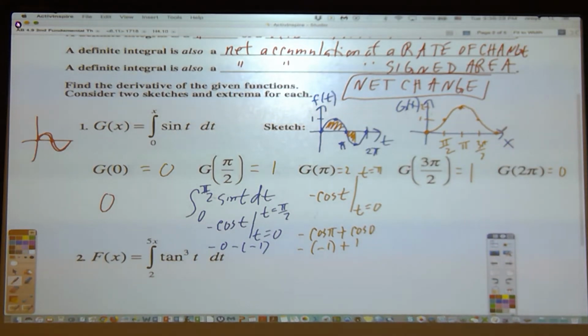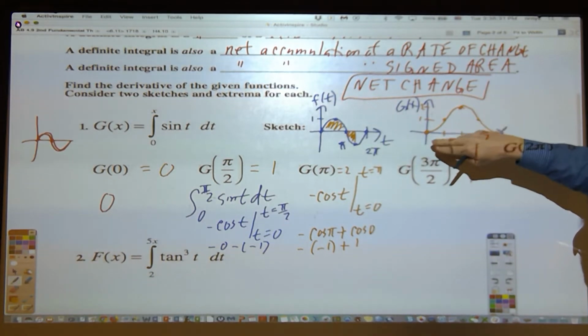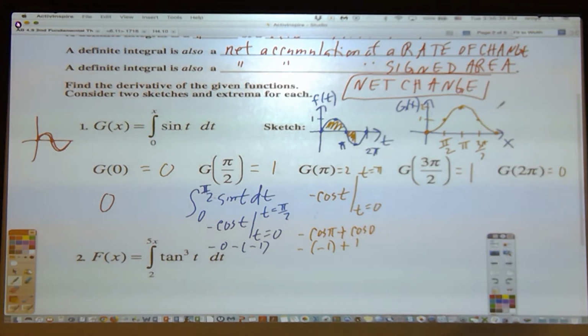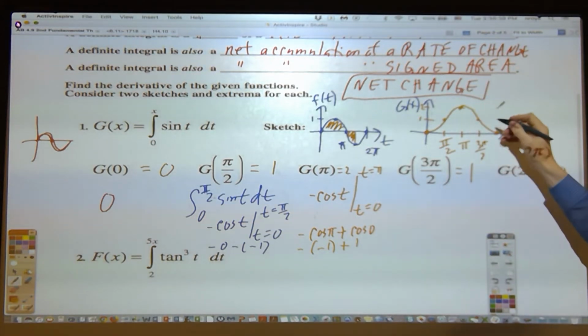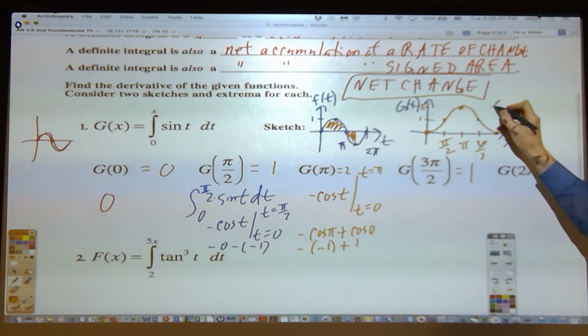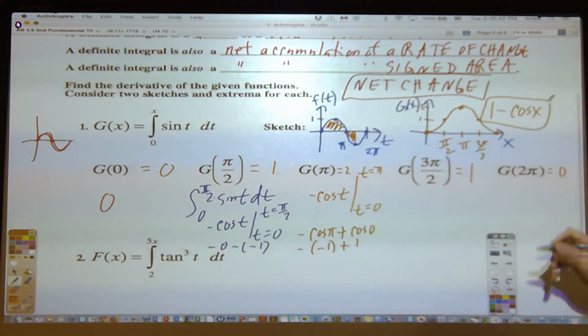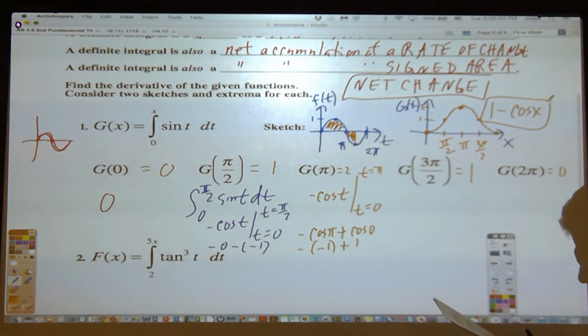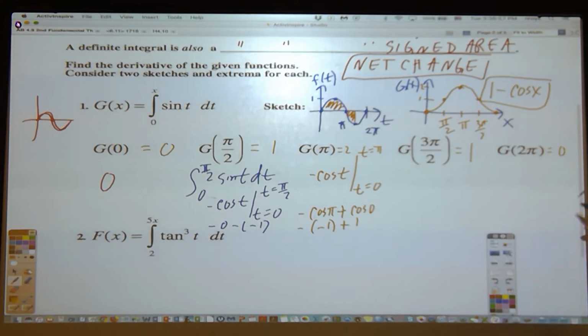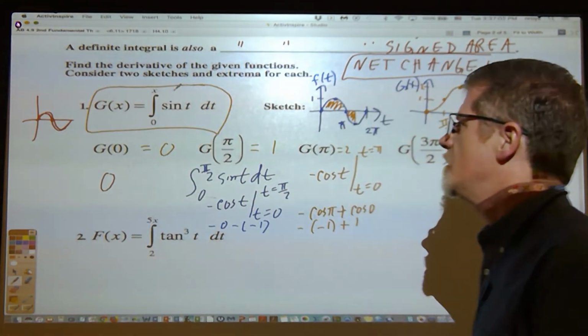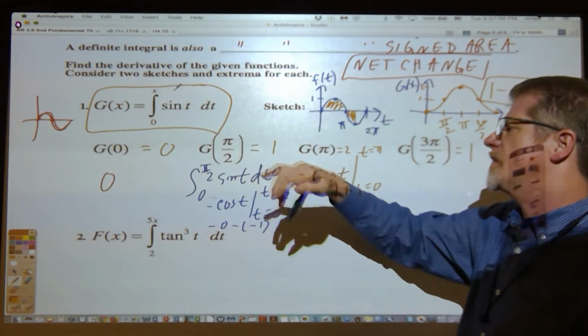That looks like a cosine function with a vertical shift of 1 and a vertical stretch factor of -1. I think this is the graph of 1 minus cosine x, is what this orange graph looks like. And we could actually establish that by going back to the original expression and using what we know about the first fundamental theorem of calculus.